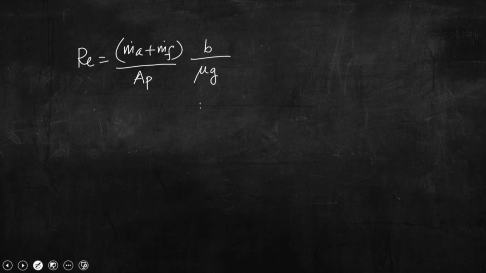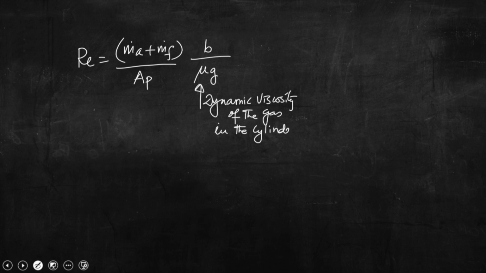Okay. So, now what about mass flow rate of air into the cylinder? Because Reynolds number, if you try to recall, is mass flow rate of air plus mass flow rate of fuel divided by AP. That will give velocity scale, into bore divided by mu g, right. So, this is the dynamic viscosity of the gas in the cylinder. So, now we can calculate mass flow rate of fuel.